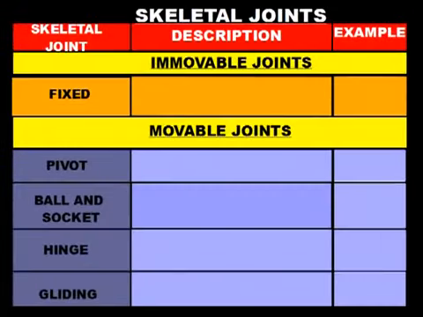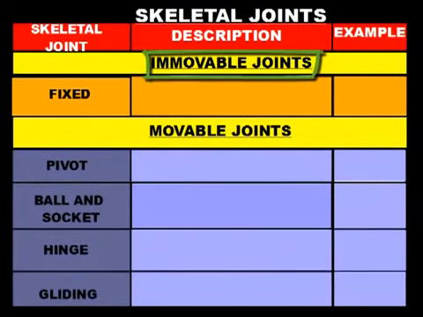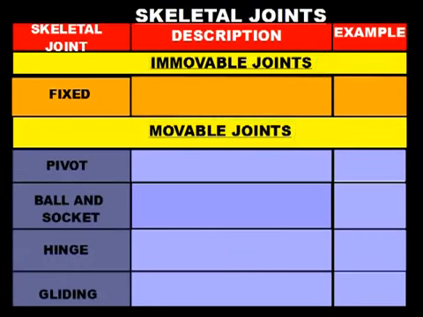Here's our chart for our notes for the joints, and we've broken it up into two sections. We have a section for immovable joints, and we have a section for movable joints. Remember, skeletal joints are areas where two bones meet, such as your knee or your elbow, and many other places inside of the body. The first joints we're going to talk about are the immovable joints.